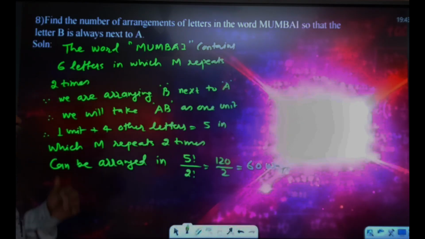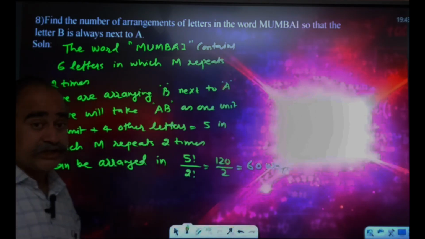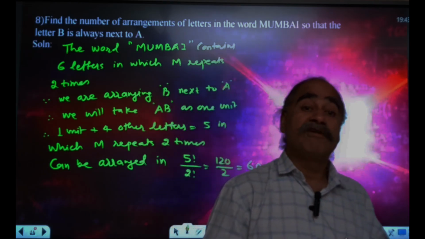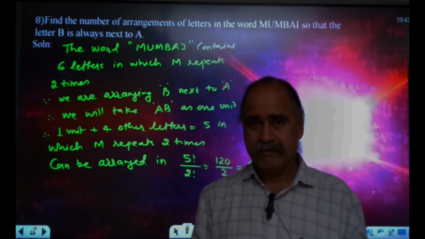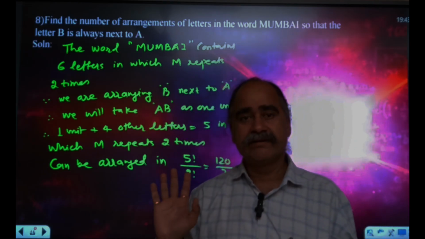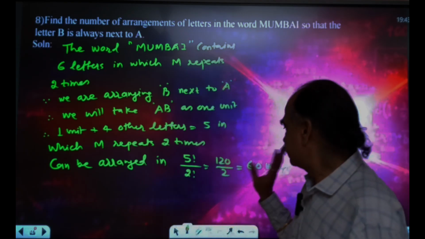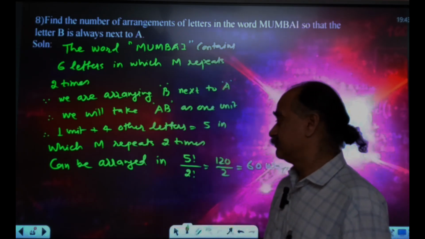We don't have to arrange this unit, because when we arrange the unit, AB will become BA, but we need AB only. So this is the total number of arrangements.